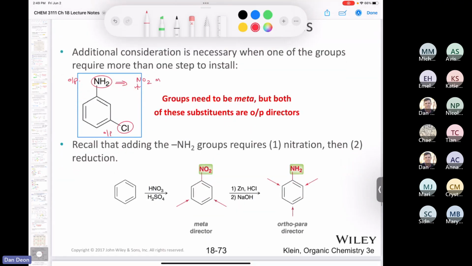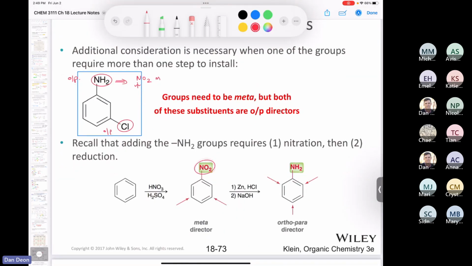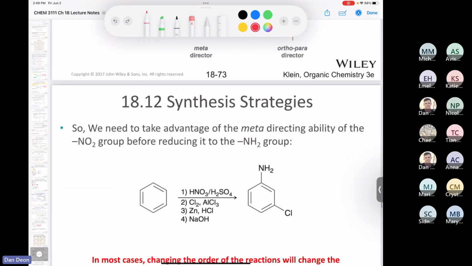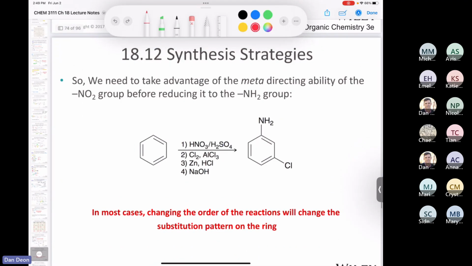So, you've got to install that nitro first, then you can put the chlorine in the meta position, right? And again, the same kind of rationale comes up all the time. You've got to be able to think backwards, retrosynthetically, to determine which group you should install first. So what would you do? You do the nitration in the first step, followed by chlorination, and then you would do the reduction. So zinc and HCl, and you could heat that up, and then sodium hydroxide, and there you go.